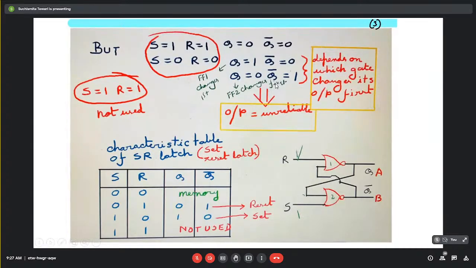So basically what is happening when this 1 1 condition is followed by 0 0, you don't know what the output would be, because that will depend on which gate is reflecting input to output first. If my first flip-flop changes, then this would be 1, and if the second flip-flop changes, then Q bar would be 1.